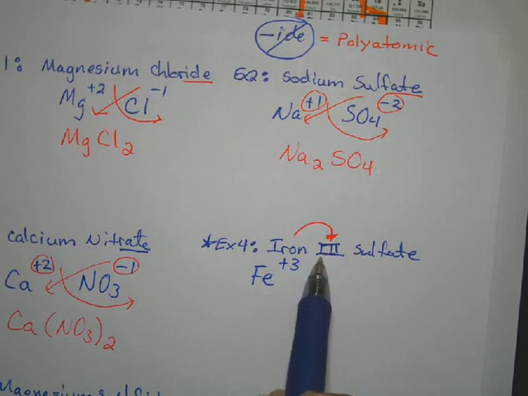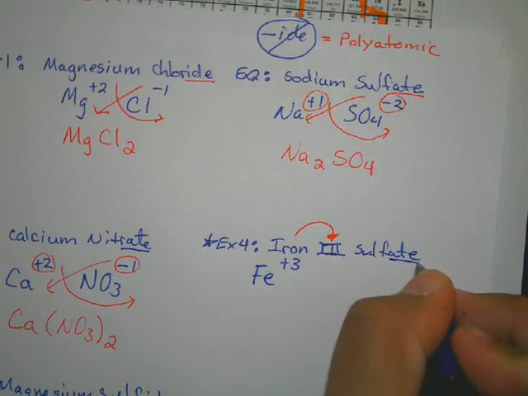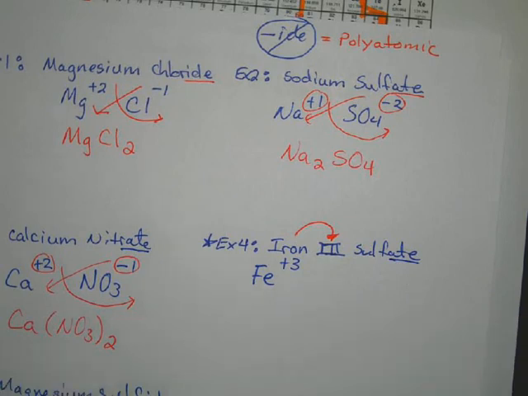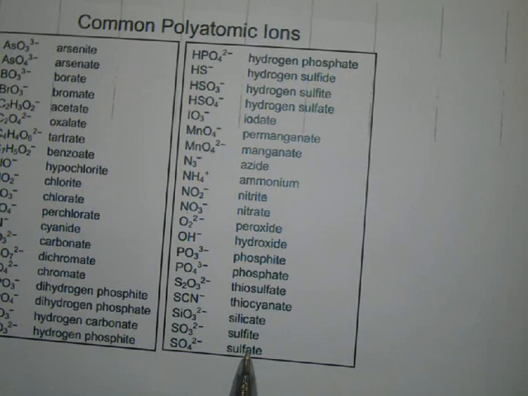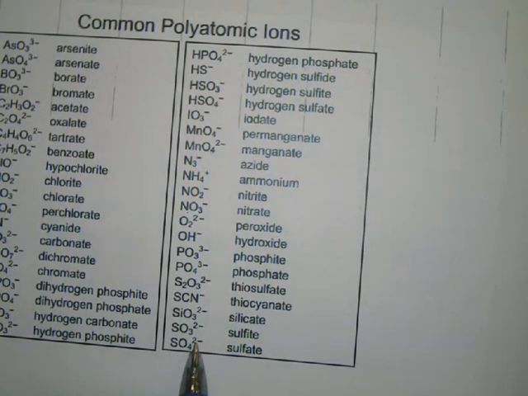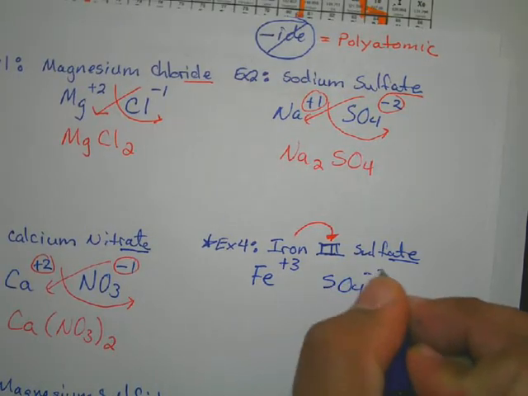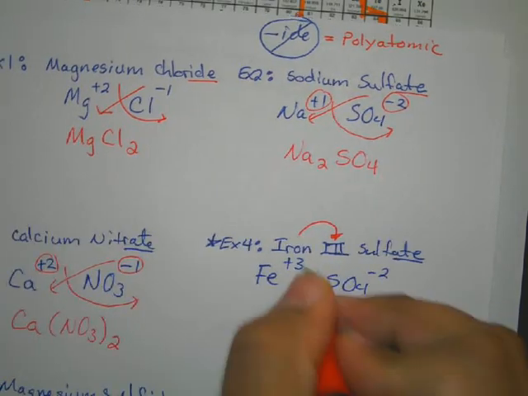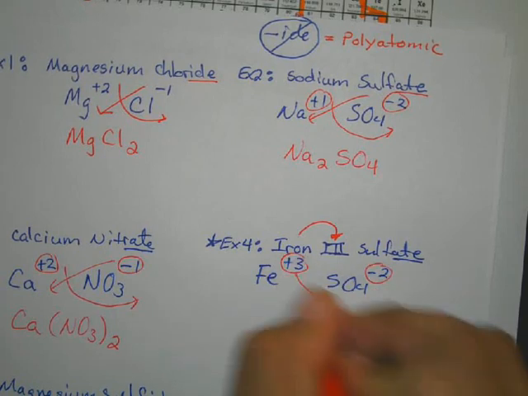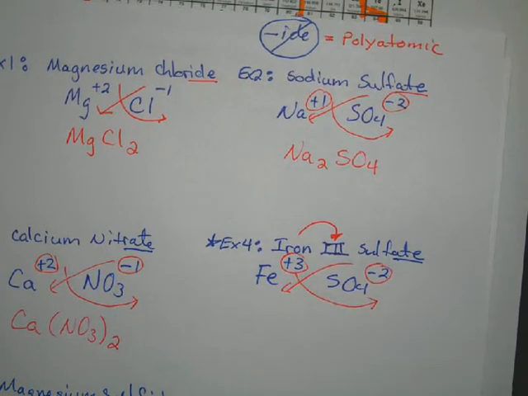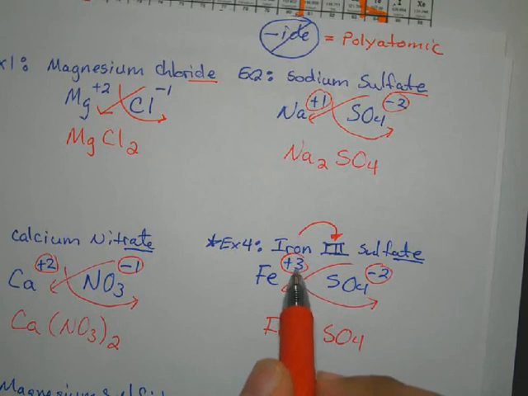Now sulfate, it doesn't end in "ide," so I'm looking on my polyatomic sheet. Let's find sulfate. Oh, look, it's out here at the bottom. He's SO4 with a -2 oxidation number. So I'm going to write SO4 with a -2 oxidation number. Now it's time to swap and drop. Remember, he goes here, he goes there. So Fe is going to get this 2, and SO4 is going to get that 3. But since it's more than 1, I've got to put it in parentheses and put my 3 down there.